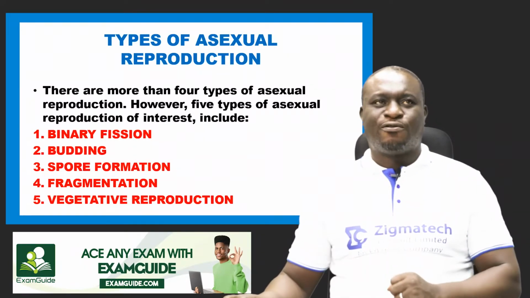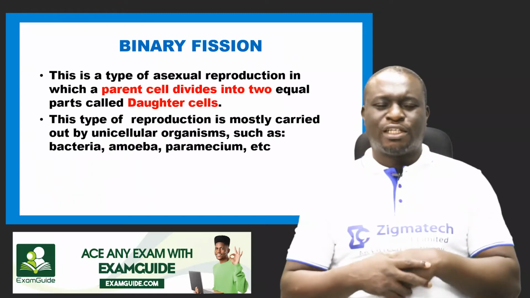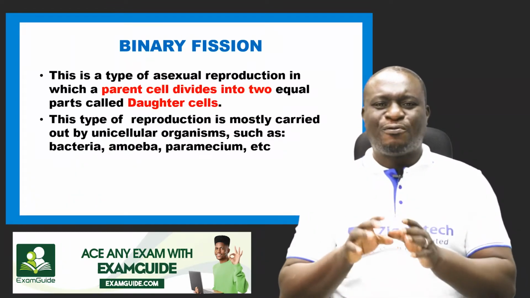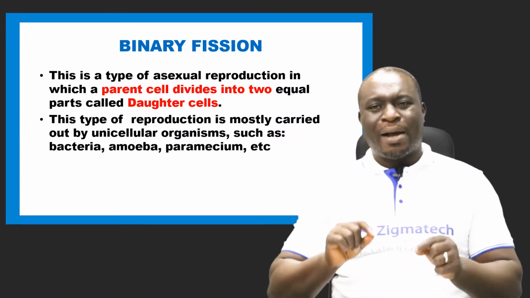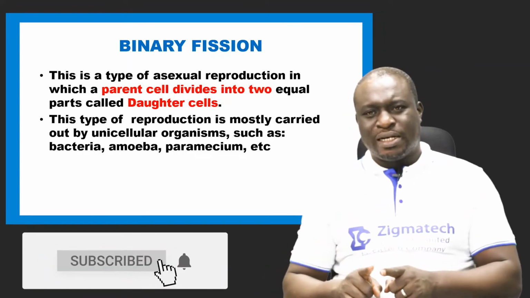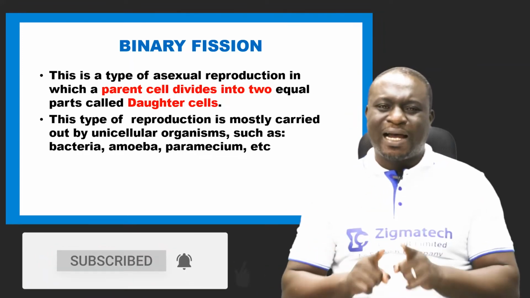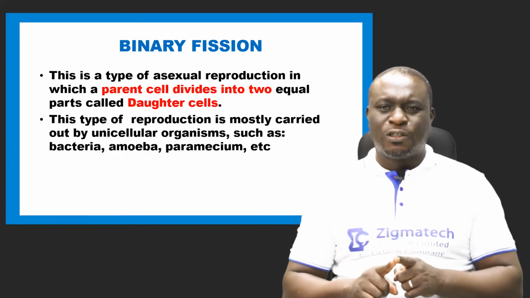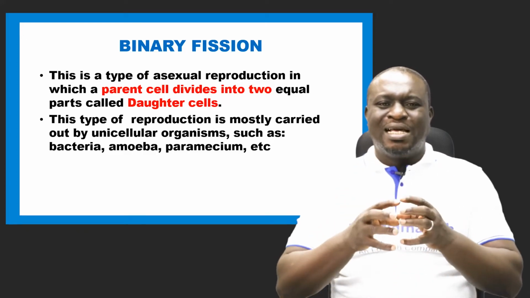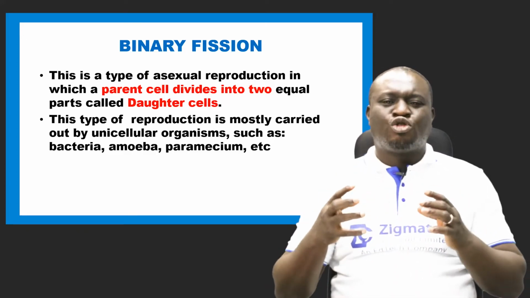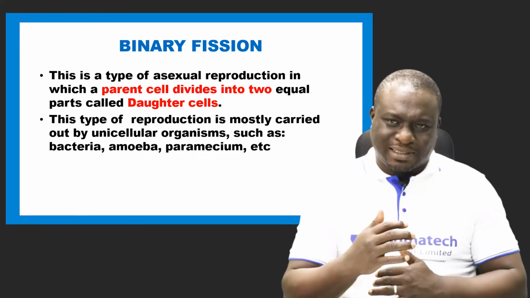Now let's start with the first one. The first one is called binary fission, not fusion. Binary fission is a type of asexual reproduction in which a parent cell divides into 2 equal parts.